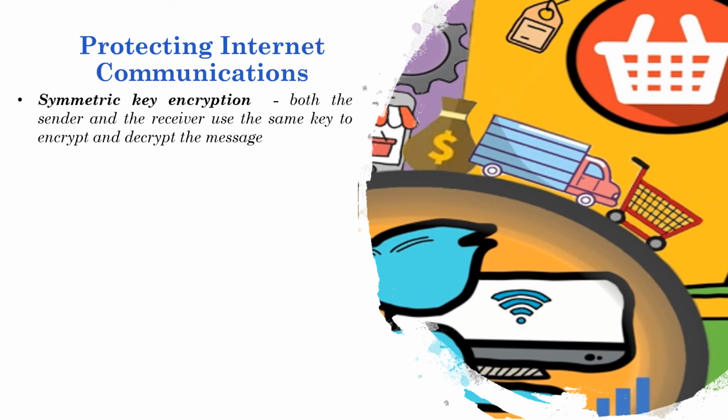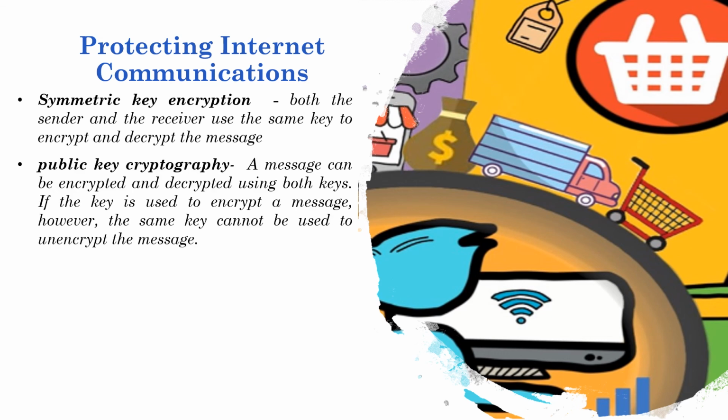We also have the symmetric key encryption or the secret key encryption. So both the sender and the receiver use the same key to encrypt and decrypt the message. Two mathematically connected digital keys are used in public key cryptography. So a public key and a private key, and the owner keeps the private key safe and the public key is widely disseminated. So a message can be encrypted and decrypted using both keys. So if the key is used to encrypt the message, however, the same key cannot be used to decrypt the message.